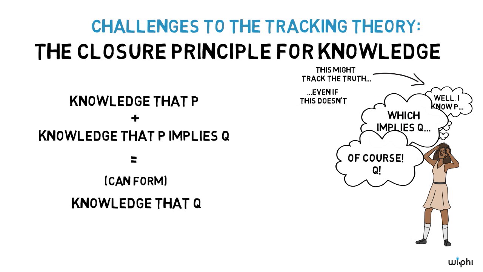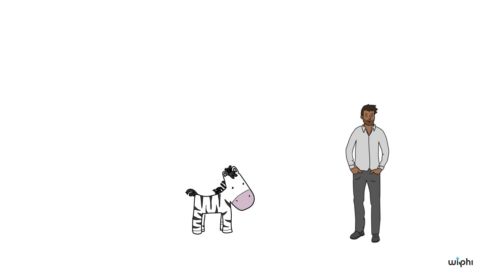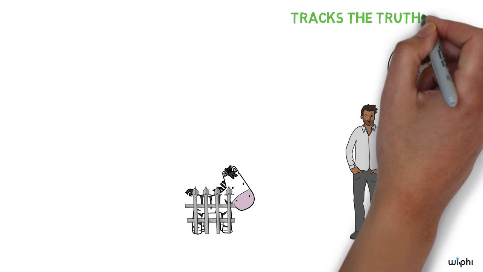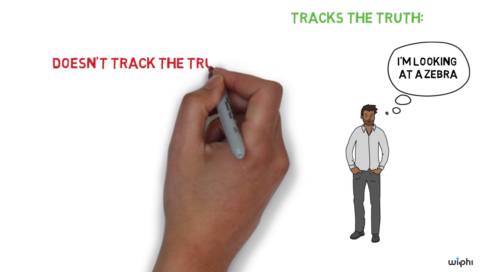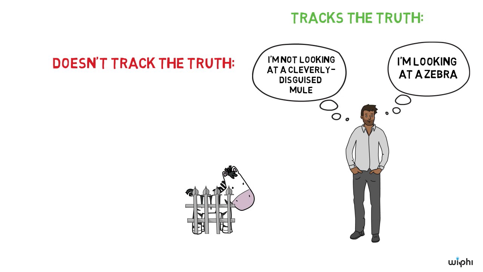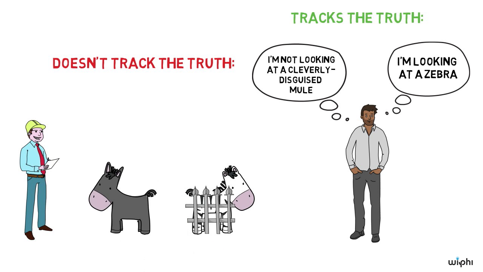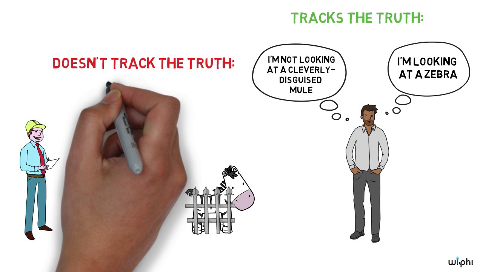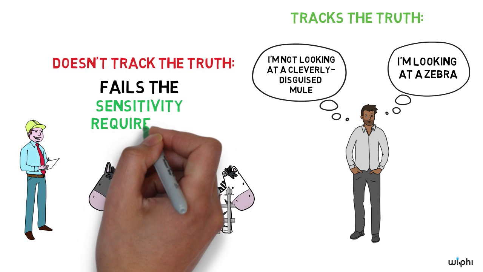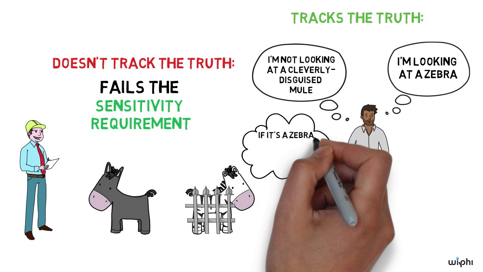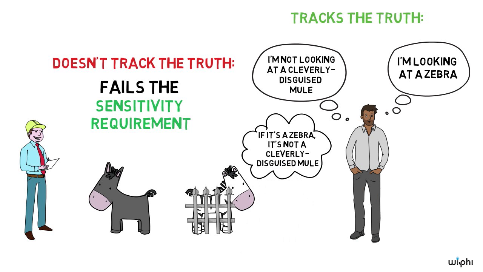That's because your belief that P can track the truth, while your belief that Q fails to track the truth, even if you know that P implies Q. Here's an example. Suppose you're in that honest zoo again. You know that you're looking at a zebra since your belief tracks the truth. But here's a belief that doesn't track the truth. The belief that you're not looking at a mule cleverly disguised to look like a zebra. Think about what would be the case if that were true. If you were looking at such a mule, you'd still believe that you weren't. So that belief doesn't meet the sensitivity requirement. But of course it's obvious that if something's a zebra, it's not a cleverly disguised mule. Zebras, after all, are not mules.